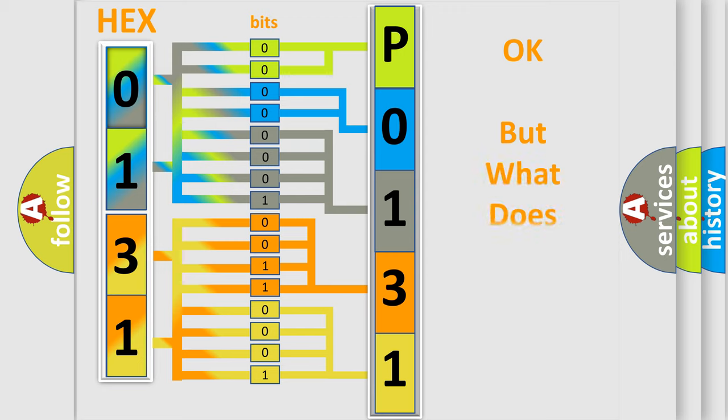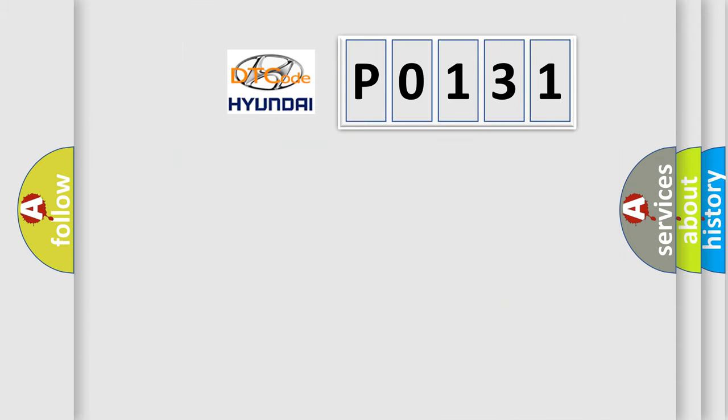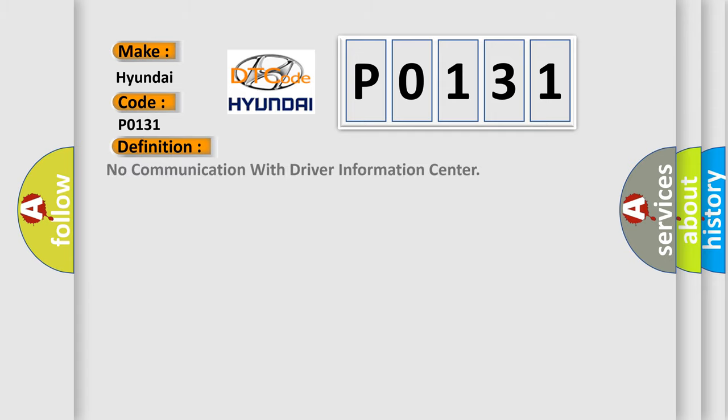The number itself does not make sense to us if we cannot assign information to what it actually expresses. So, what does the diagnostic trouble code P0131 specifically mean for Hyundai vehicles? The basic definition is no communication with the driver information center. And now, a short description of this DTC code.